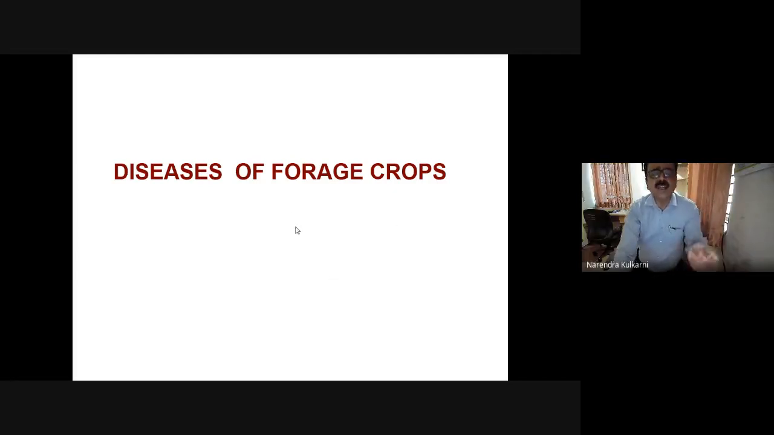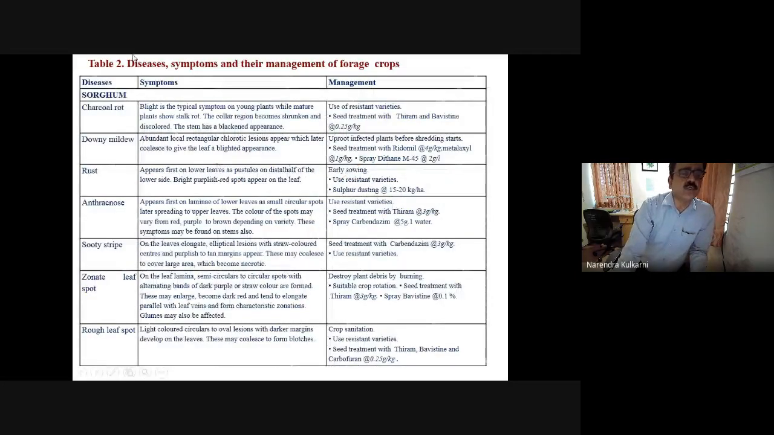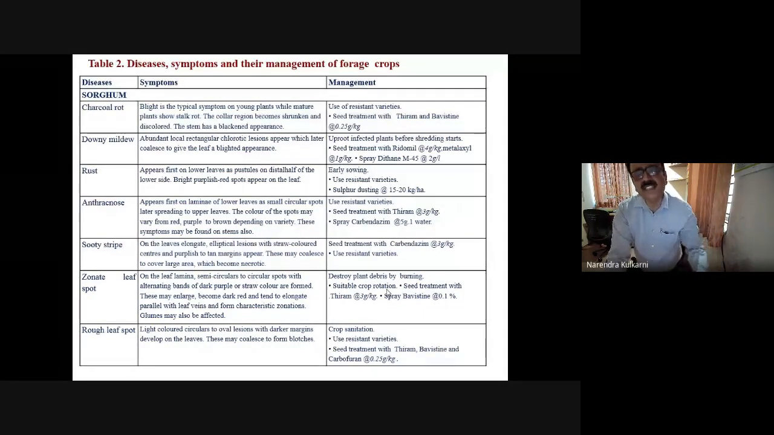Okay, then we will have a quick look at some diseases. Not being very detailed, but a quick look at forage diseases. Most of these forage crops, especially annual sorghum, may not have a big problem in our perennial sorghum. Charcoal rot, downy mildew, rust, anthracnose, sooty stripe, and zonate leaf spot, all these diseases come. There are various management options, which we will give in the script also. There is no need to study all the symptoms and management for such diseases.